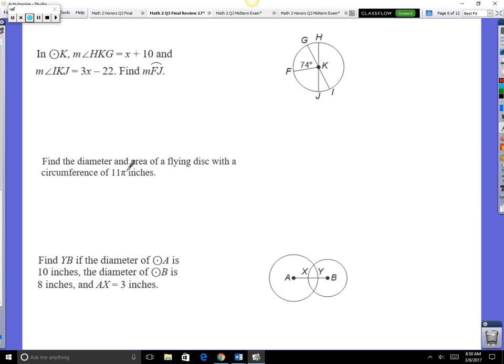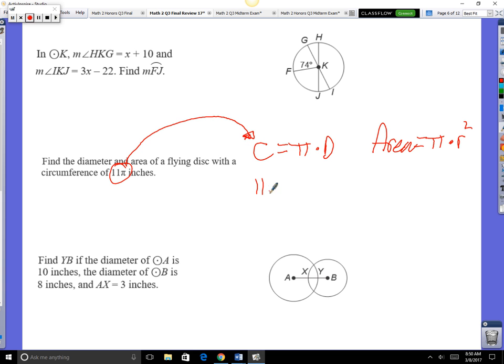Find the diameter and the area of a flying disc with circumference 11 pi. Circumference equals pi times diameter, and area equals pi times the radius squared. So the circumference is 11 pi, so I'm putting that in for circumference. So 11 pi equals pi times diameter. So we need to find the diameter. So solve for d, divide by pi, divide by pi, pi divided by pi. So the diameter is going to be 11.